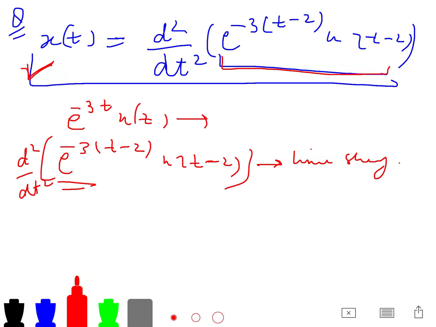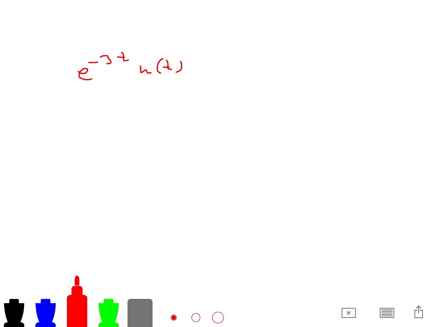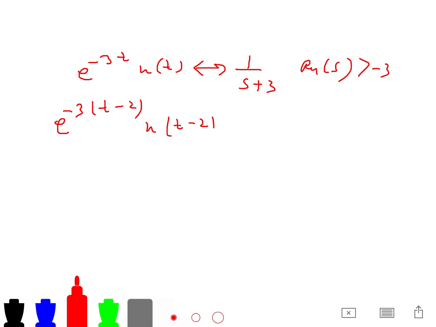Okay, so let's consider the Laplace transform. What will be the Laplace transform for this function? We know that the Laplace transform for e to the power minus 3t u(t) is 1 upon s plus 3, and for this the real part of s is greater than minus 3, right? Now you have to find the Laplace transform of e to the power minus 3(t minus 2) u(t minus 2). According to the time shifting property, there will be a respective multiplication of an exponential function, e to the power minus 2s in the s domain, right? But there is no change in the ROC. It remains real part of s greater than minus 3.